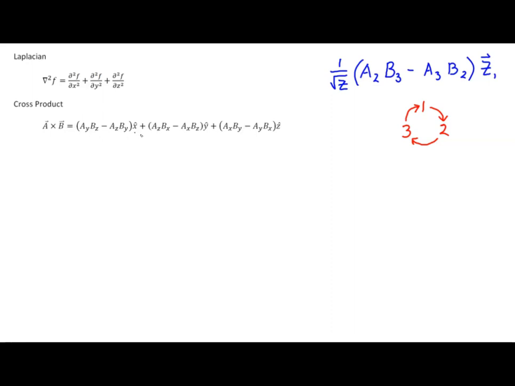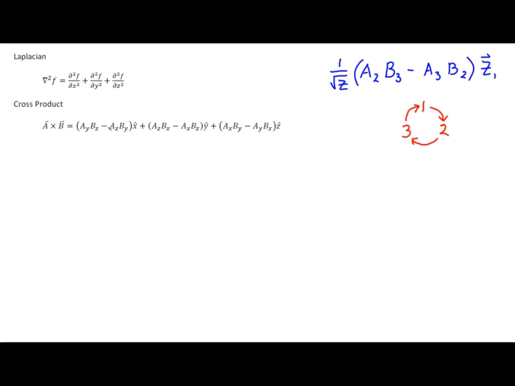But the first term, you'll see, is exactly this pattern. We have z1, A2, B3. Well, x is z1, y is z2, so A2 is A sub y, and B3 is B sub z. Once we have that, we can just find the others by permuting the results of this one. So 1 becomes 2, and then it's 3, 1. And the last permutation is 3, 1, 2, going around the little circle over here.